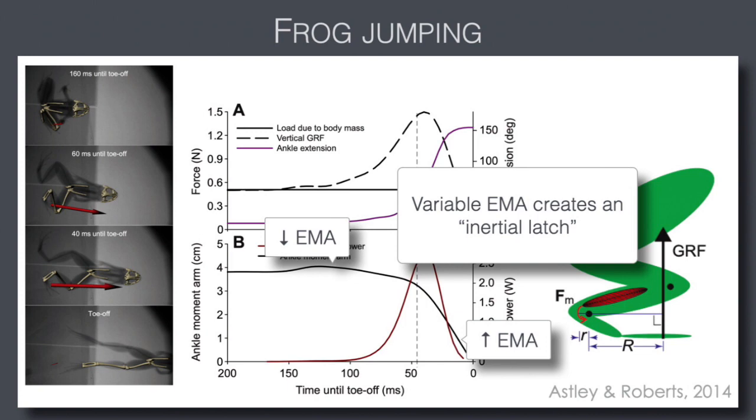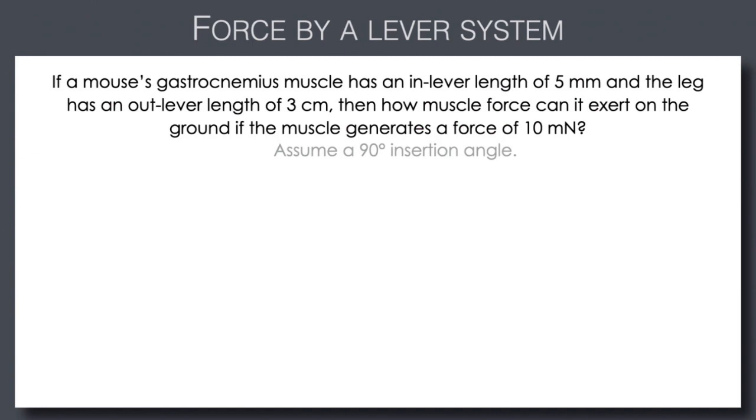Okay, so we're going to do a little problem together. This is similar to the last meeting, where we did a problem that revolved around displacement advantage. This one revolves around mechanical advantage. So we've got a mouse gastrocnemius muscle that has an in-lever length of 5 millimeters. And we have an out-lever length. We want to know how much muscle force it can exert on the ground. So we want the force output if we have an input force of 10 millinewtons.